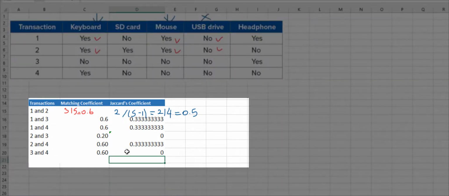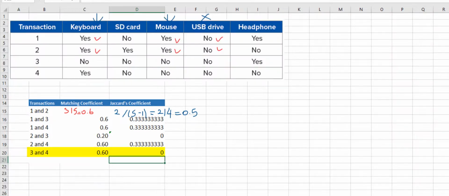For transactions 1 and 2, we have the highest coefficient for Jaccard, implying that these transactions are most similar. However, you can notice some notable differences here. For example, the matching coefficient yields a higher value when comparing transactions with matching negative outcomes. For example, transactions 1 and 3, transactions 1 and 4. The absence of particular products in a sales transaction, which are negative outcomes, is usually not as important as the positive outcomes, and including the negative outcomes in the similarity measure is misleading.